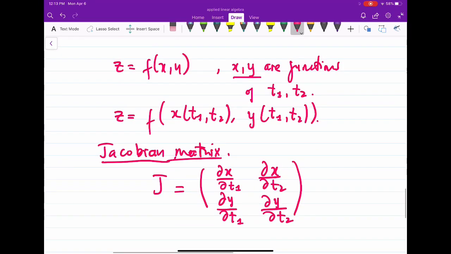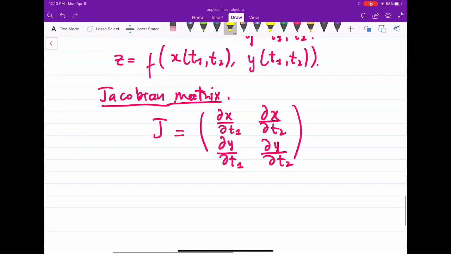Make sense? All right, so you have function z depending on x and y. At the same time, x and y are two functions of t1 and t2. Okay, you can define the Jacobian matrix like this. You take the partial derivatives of x with respect to t1 and t2, and you write them in row form. You have the first row. Similarly, you can find the partial derivatives of y with respect to t1 and t2. You have the second row of this Jacobian matrix. Of course, you may generalize this, right?